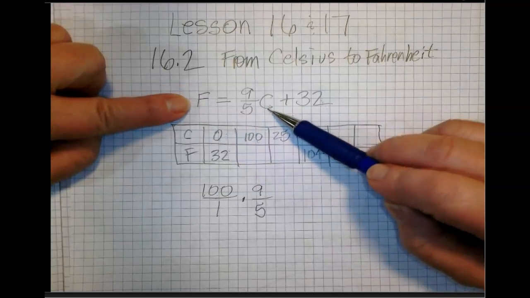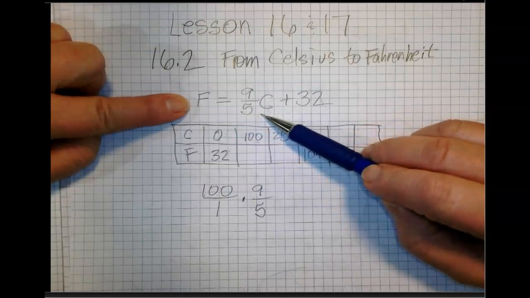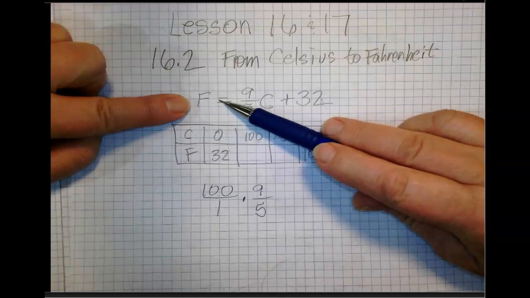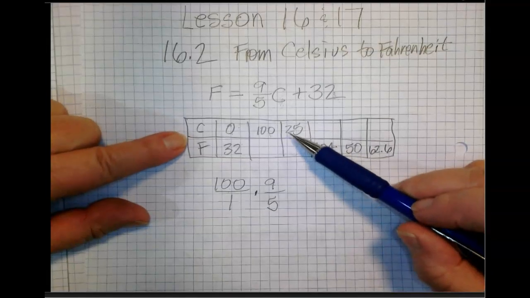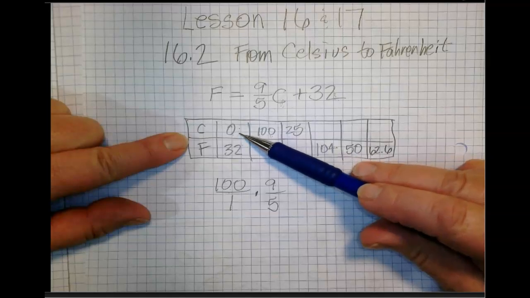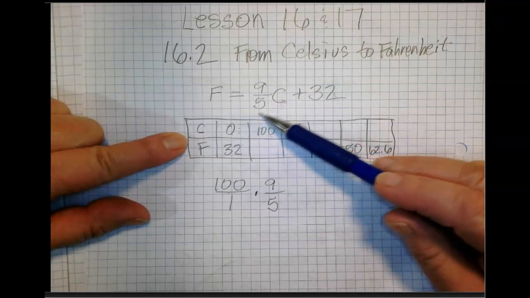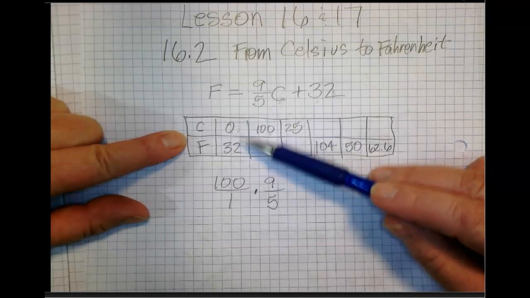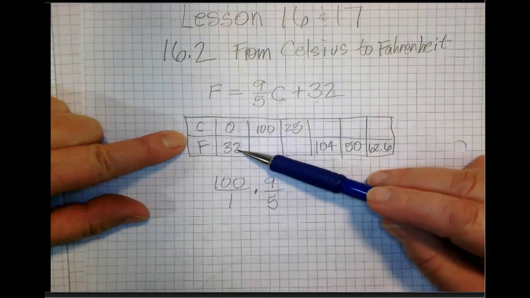Here's an example of converting Celsius to Fahrenheit temperature. When you know Celsius, you can multiply that temperature by 9/5 and add 32, and that will give you the temperature in Fahrenheit. So I have written right here, this is a table from 16.2. I already did this one. I plugged in 0 instead of C, which means this term disappears, and all I have left is positive 32. So 0 degrees Celsius equals 32 degrees Fahrenheit.